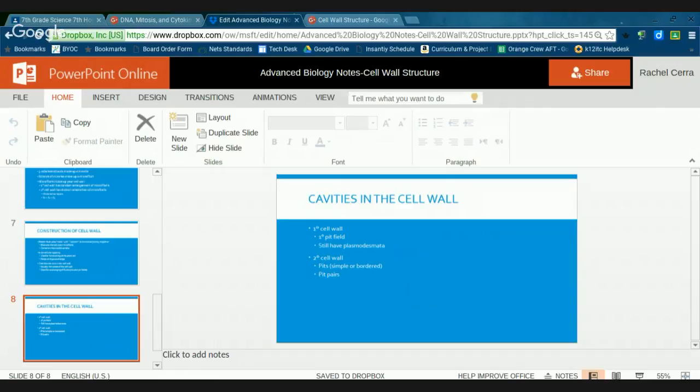Two places that you can have pits. You can have them in the primary cell wall if you just have a primary cell wall, or if you have a secondary cell wall, you would have pits. So in a primary cell wall, it's called a pit field, but if it's located in the secondary cell wall, it's going to be called a pit. So I'll be flipping back and forth between these notes and the diagrams.